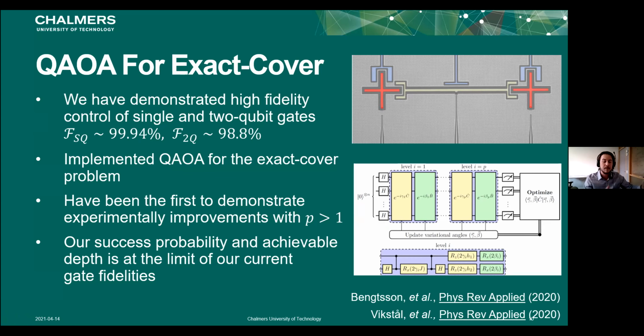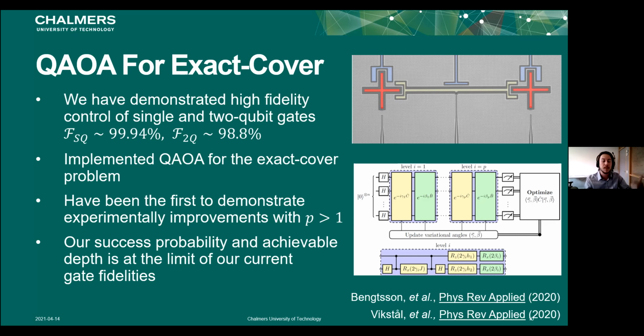And so we were the first ones to demonstrate an experimental improvement of the QAOA algorithm by starting to increase the depth. So we were just lucky enough that our gates were good enough that as we increase the depth of running the algorithm, one of the things about these variational algorithms is as you increase the depth of them, you should be able to have a higher success probability. Due to our gates, we were actually able to achieve this for the first time.